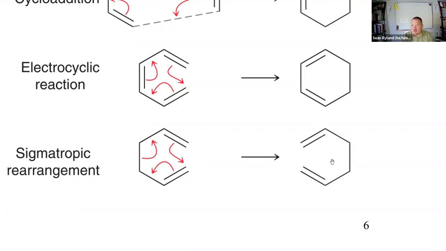So just like we favored the 1,4 adduct when it gave us the more substituted alkene, if we can rearrange the pi bonds to give us something that is more substituted, then we will see that. And that's that sigmatropic rearrangement.